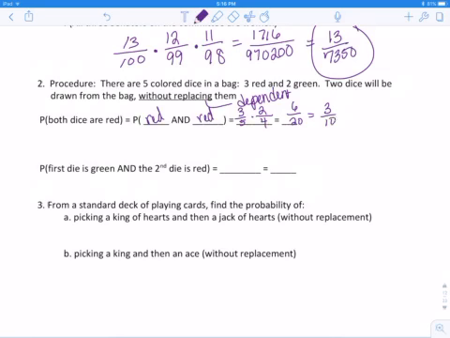Similarly, we want to know the probability that the first die is green and the second one is red. Here there are 2 green ones out of 5 in the bag. And for the second, there are only 4 left, and we've taken out a green one, which means there are still 3 red ones. So we'd have 3 over 4. Here we'd get 6 out of 20 again, or 3 out of 10.